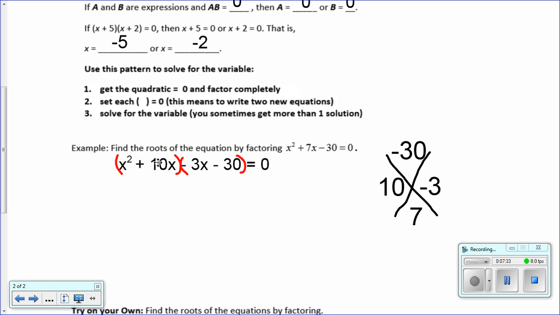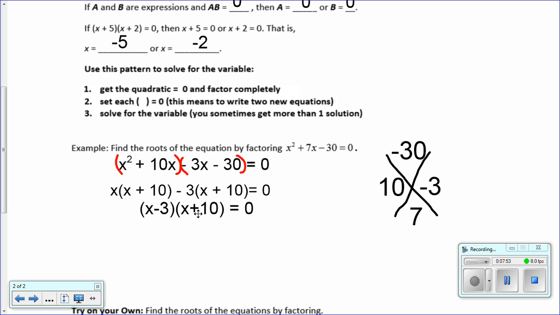So x squared and 10x have an x in common. Negative 3x and negative 30 have a negative 3 in common. So we take that out. Both of them have the leftovers of x plus 10, which is great because that means I can factor that x plus 10 out. And I get x minus 3 times the x plus 10. And I just made factored form.